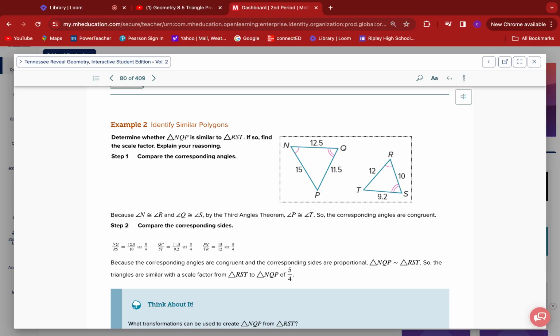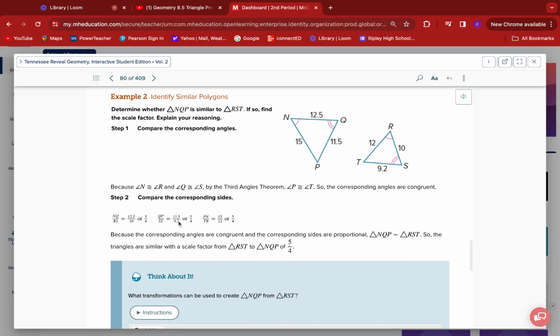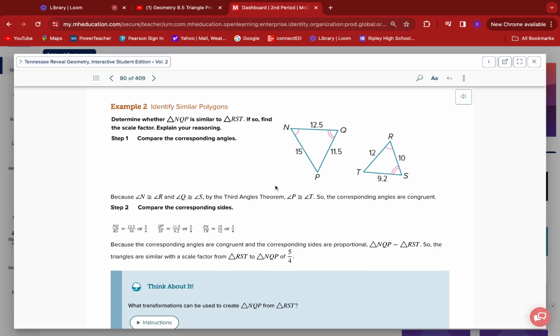Okay, let's keep going. All right, so step 1, compare the corresponding sides. Oh no, I've already done that, step 1. Step 2, compare the corresponding sides. All right, here we go. The first 2 letters are NQ and RS. So NQ is 12.5. That's why they have that one on top. It matches up to RS. RS is 10. And 12.5 divided by 10 simplifies to a 5/4 scale factor.